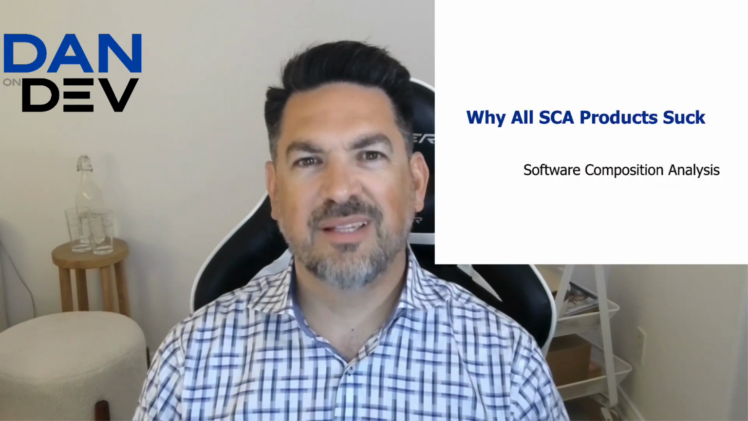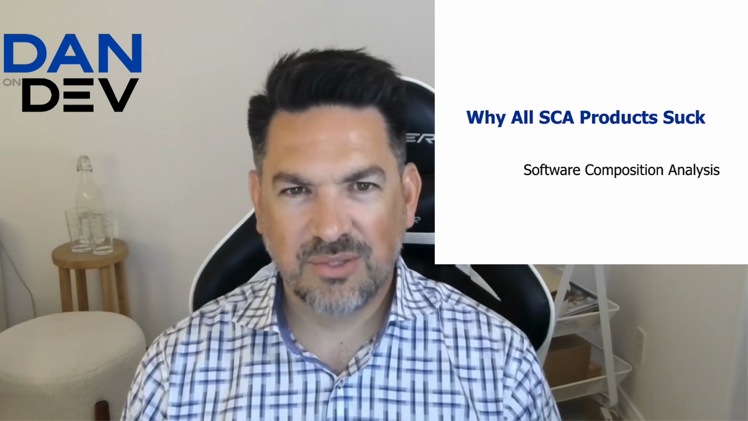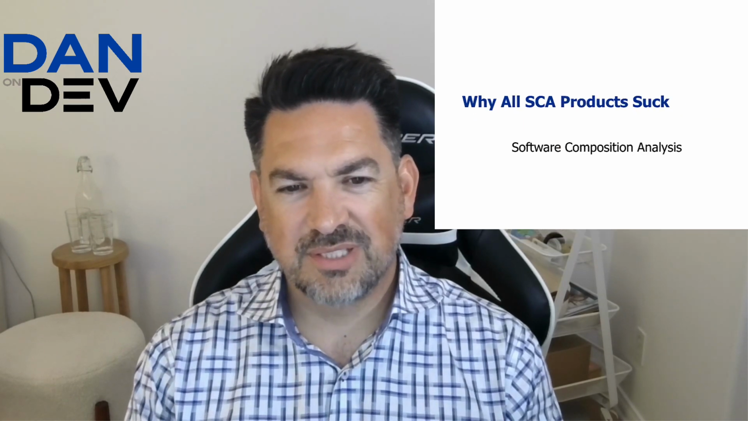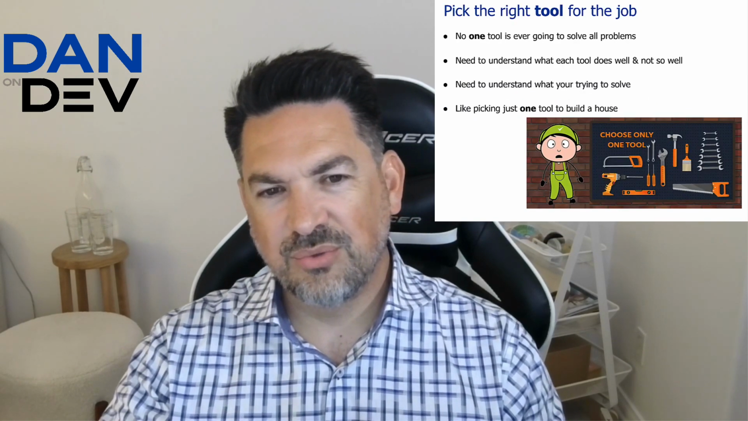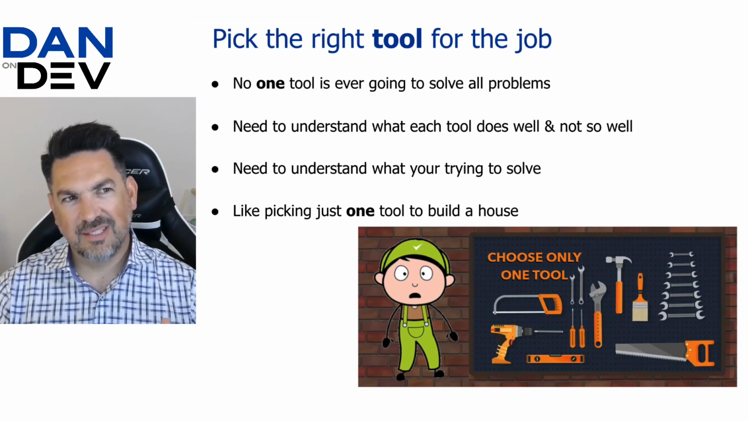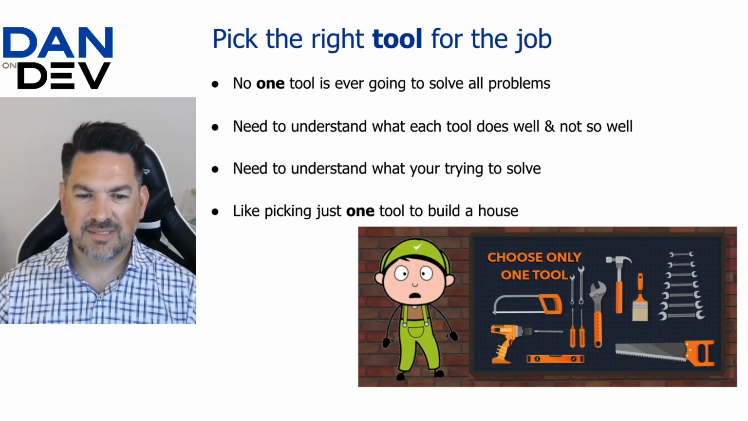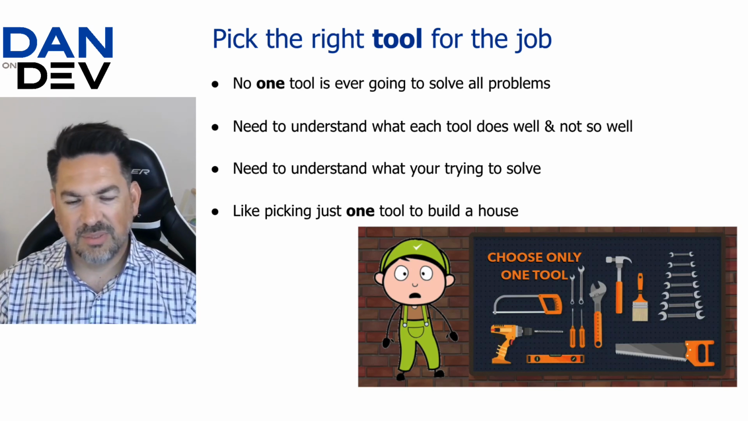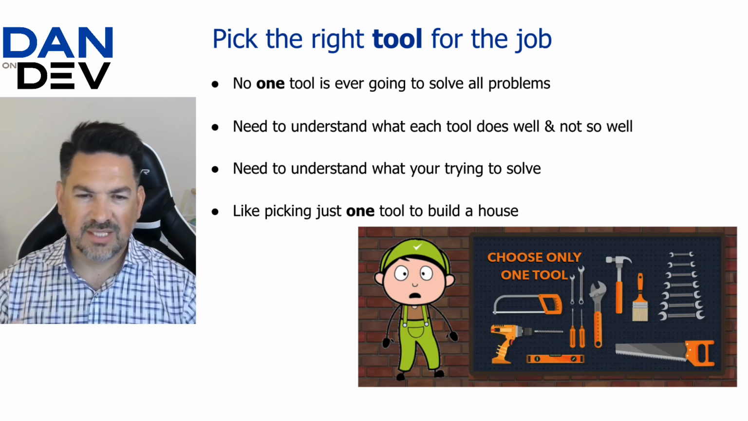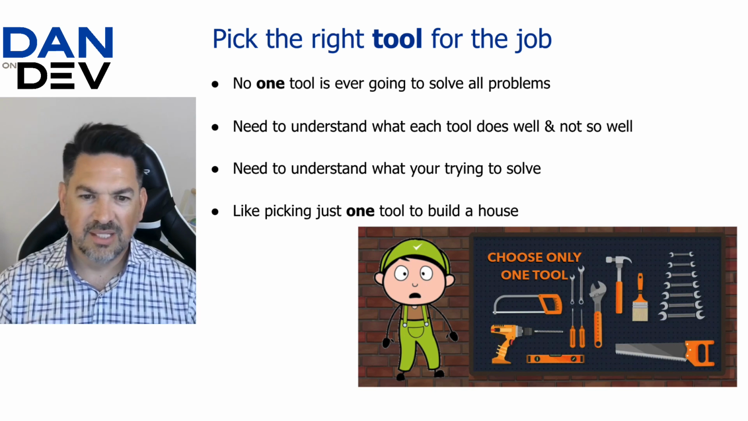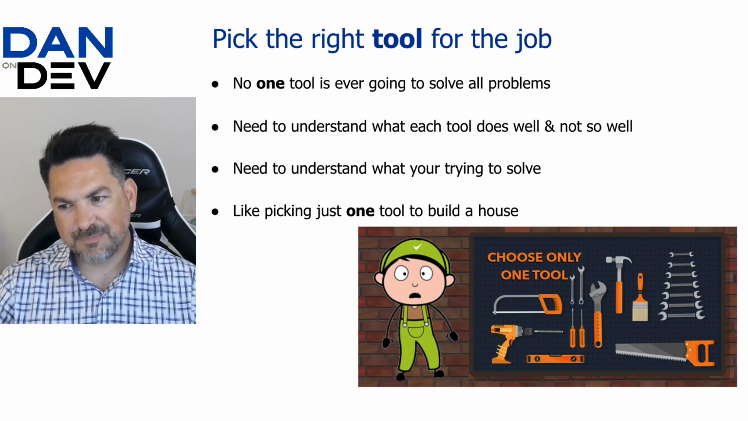Today we are continuing the Why All AppSec Products Suck series with Why All SCA Products Suck. This is going to be a dive into the different categories of the application security product space. So today, again, Why All SCA Products Suck. We're going to be looking at all these tools, and just as a reminder, if you haven't watched the previous episodes, this is part of a series where we're going to go through all the different categories.